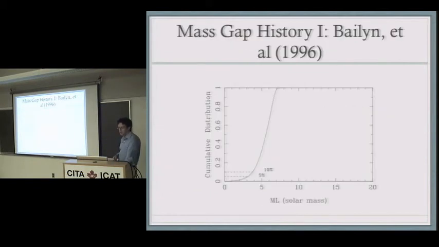The first person to write about the mass gap was Charles Bailyn and some collaborators in 1996. At this time, there were only 7 low mass X-ray binaries observed, and if you plotted the cumulative distribution of mass, you see that basically there is no mass below about 1, 2, 3, maybe 4 solar masses, that was about their 10% confidence level, and it shoots up here again with a peak somewhere between 5 and 7. Okay, well that's only with 7 sources.